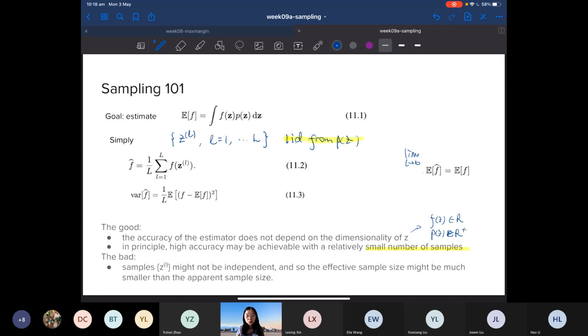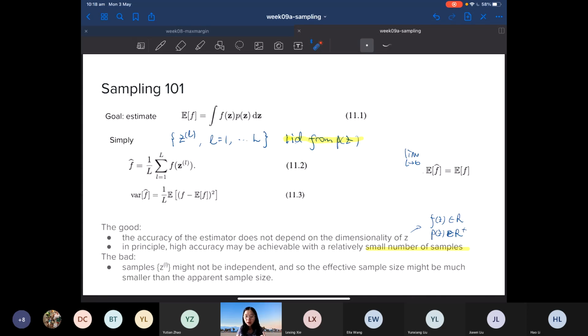So there is the good, of course there's the bad, right? The hard thing, as we outlined here, is to obtain IID samples of P of Z, especially when P of Z is complex and from high dimensions. So we said P of Z itself is not high dimensional, but the space of Z is high dimensional, right?